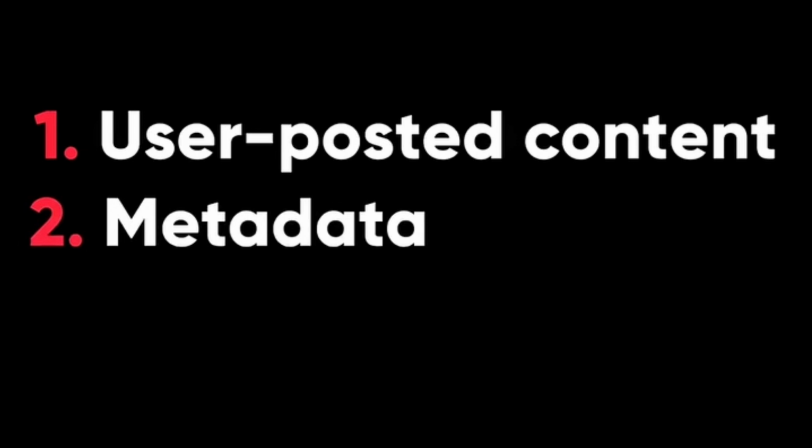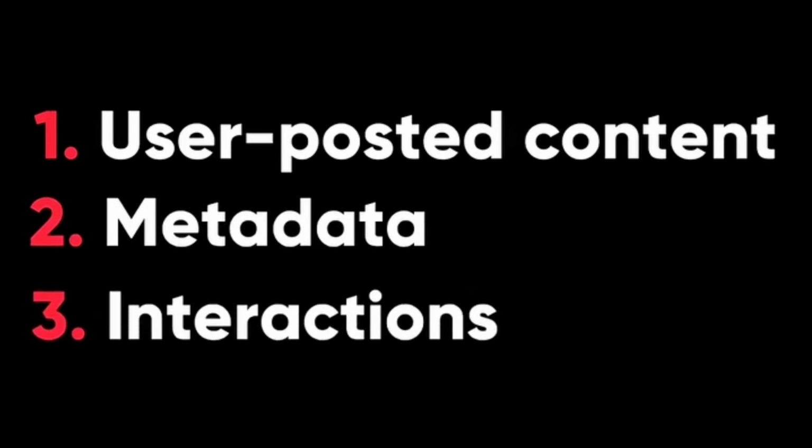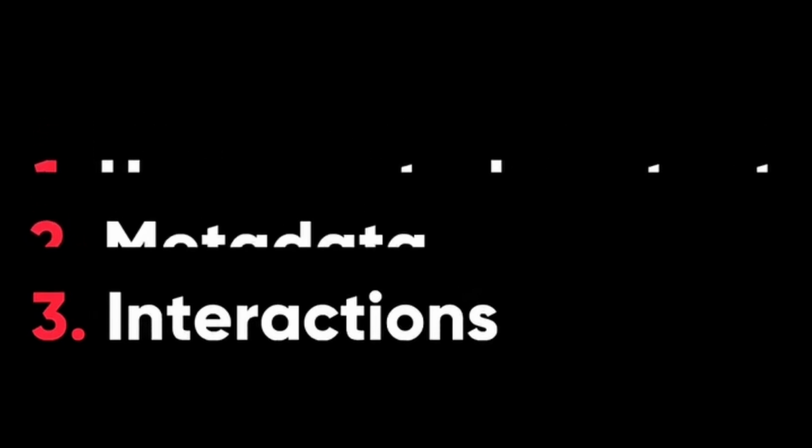Social media data can be divided into three categories. 1. User-posted content, such as text, images, or videos that the user creates and shares. 2. Metadata, such as the date, time, and location associated with the content. 3. Interactions, such as comments, likes, and other forms of feedback that the user receives or gives.